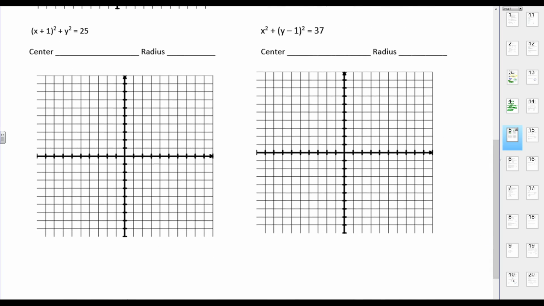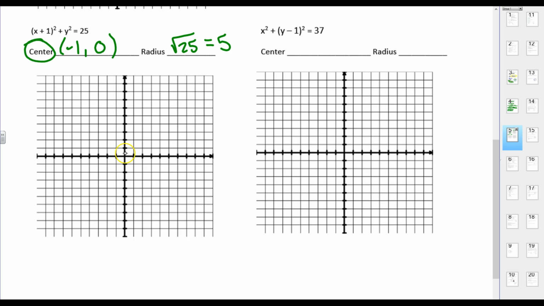Here, real quick, guys, in Edpuzzle, I want you to take a minute and tell me what is the center of this circle. So what is the center? All right, so you should have gotten that the center is at -1, 0. And your radius is the square root of 25, which is just 5.